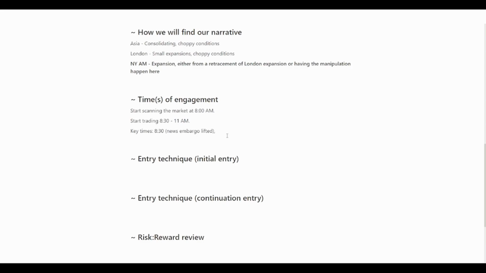I'm not going to be looking for a 9 a.m. manipulation to happen, even though it is the new hourly open, just because at that point we should be, again, consolidating for the New York Open at 9:30. So again, 9:30 is going to be one of our key times.